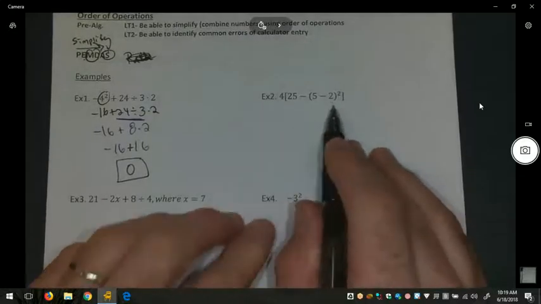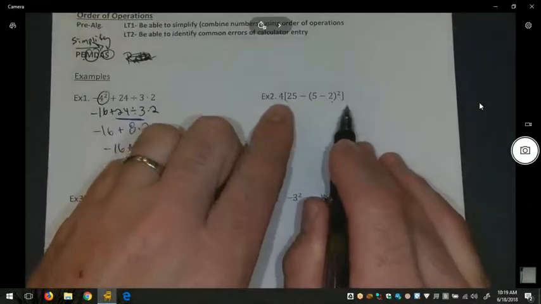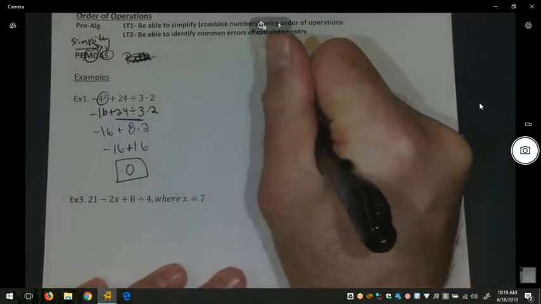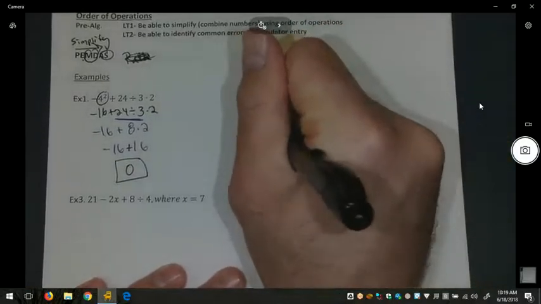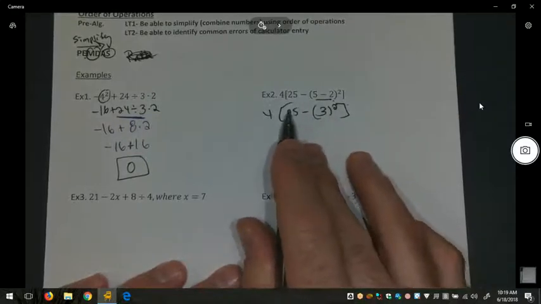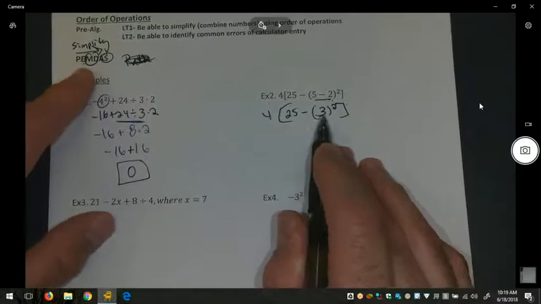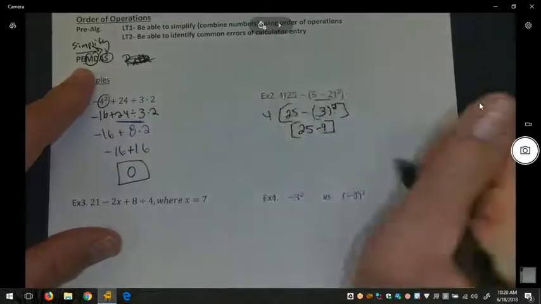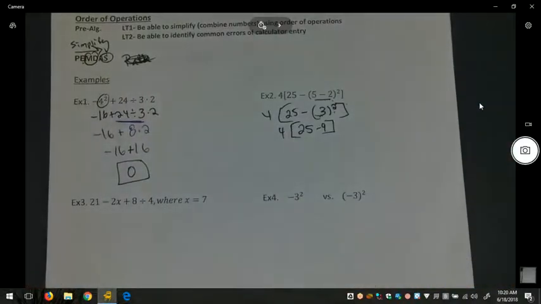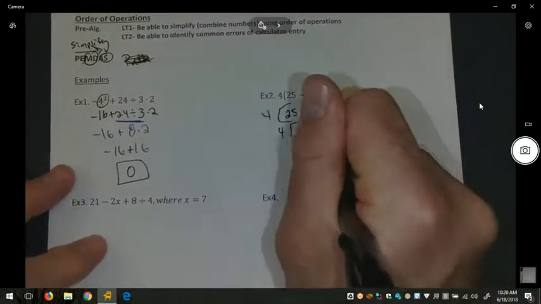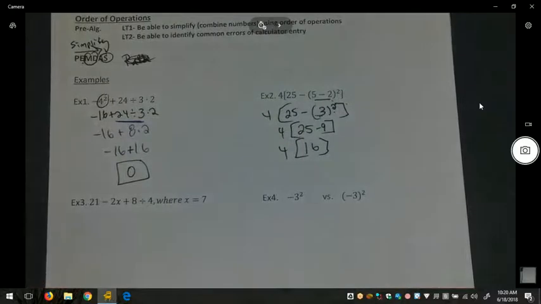For example 2, there's actually 2 sets of parentheses. There's this set and this set. So the first thing I'm going to do is this set of parentheses, which is 3. Within the next set of parentheses, I have to repeat the order of operations. There are no other parentheses in here. Well, there are, but no operation to do in it. There is an exponent. 3 squared is 9. 25 minus 9 is 16. And 4 times 16 is 64.